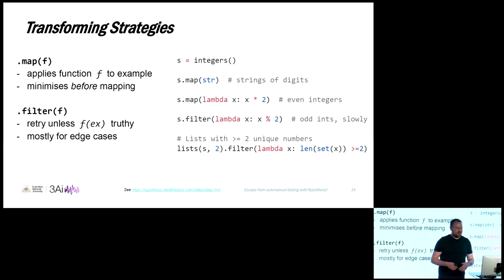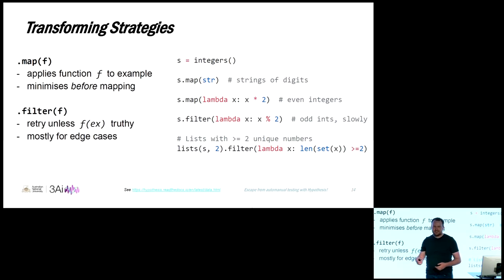Strategies, of course, may not immediately give you what you want, so they also have map and filter methods. So if you want even numbers, you just take any integer, then you multiply it by 2. For filter, you get more or less the same thing. You take your strategy, and you give a function, and you only count values from that strategy if the filter returns true. So I've got demonstrations here.